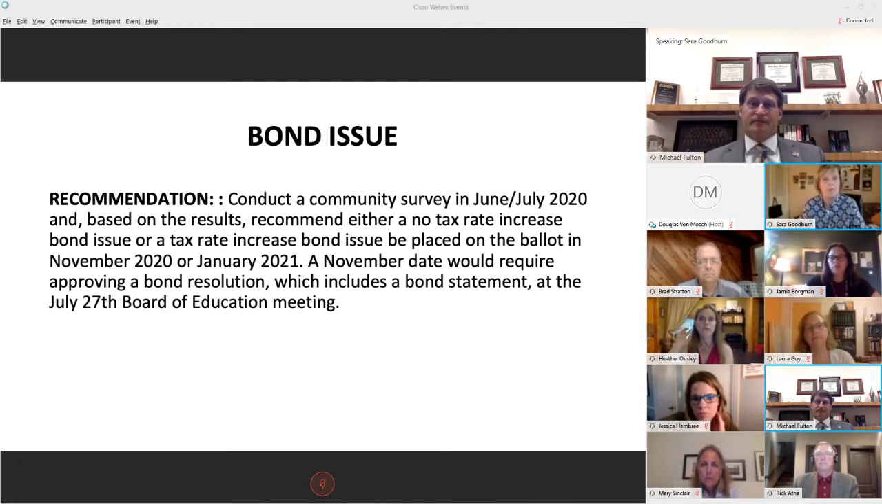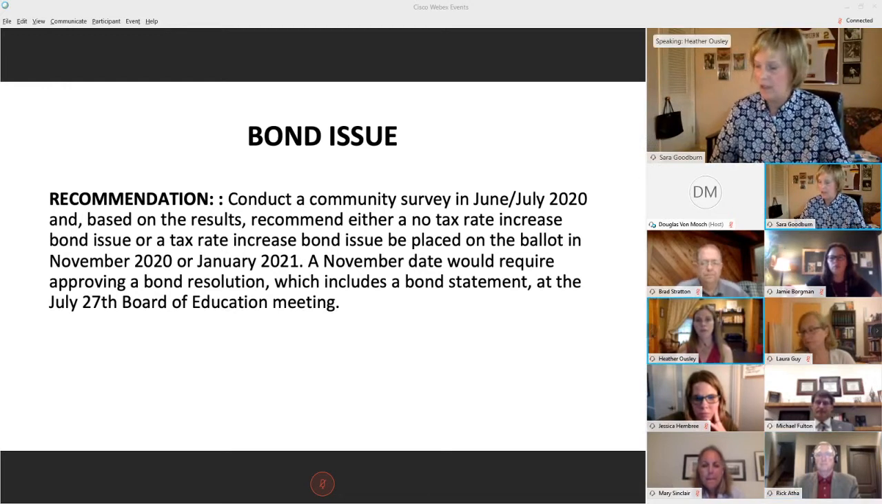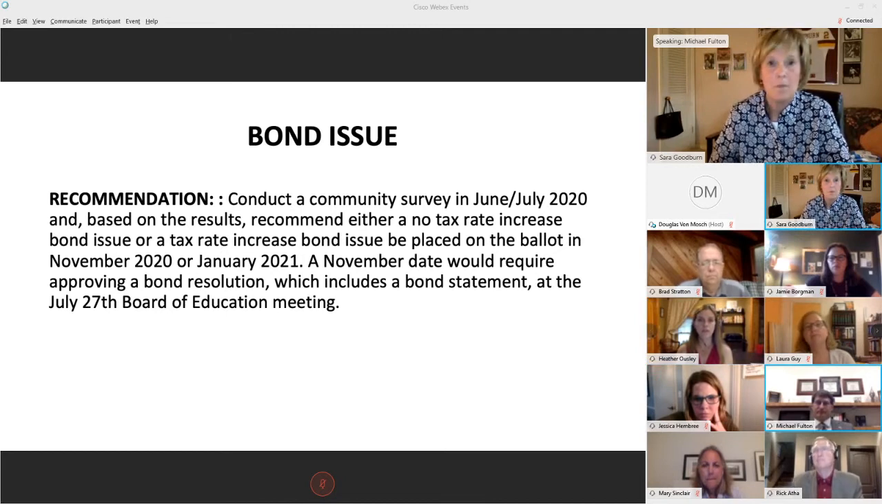So no cost in November, but then we would have to shoulder the cost of a mail-in ballot in January if we did that. Correct. So that's all part of the decision making. Okay. Presumably there'd be greater turnout in November.